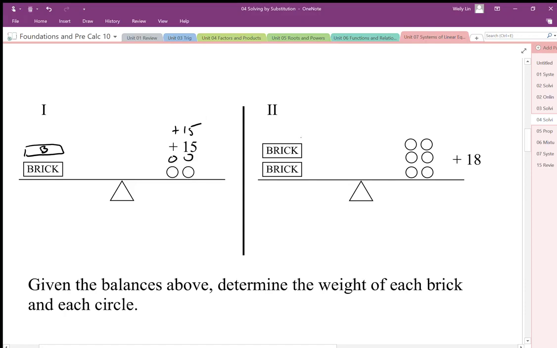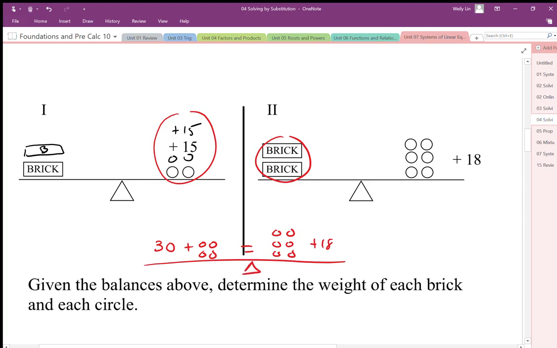And I can see that I have the same number of bricks here and the same number of bricks here. Well, that means I can write a new balance. I'm going to take these two bricks here and replace them with that. So I'm going to end up with 30 plus 4 circles, and that's going to balance 6 circles and 18.